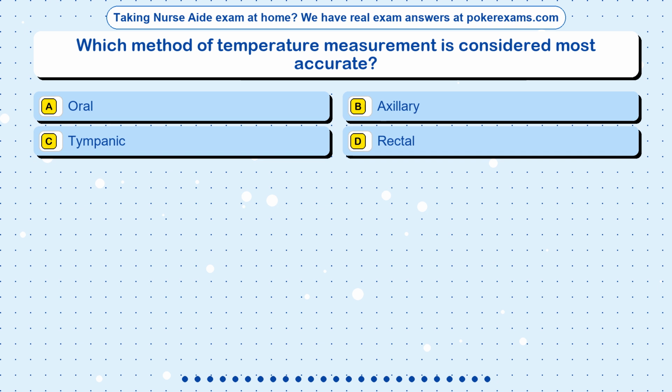Question 15. Which method of temperature measurement is considered most accurate? Option A. Oral. Option B. Axillary. Option C. Tympanic. Option D. Rectal.